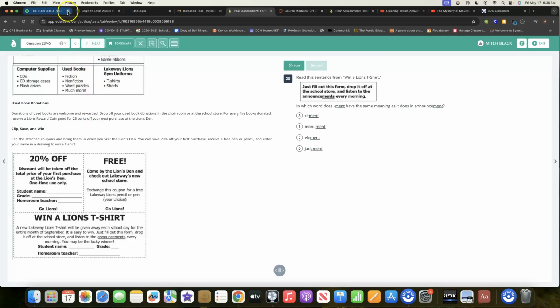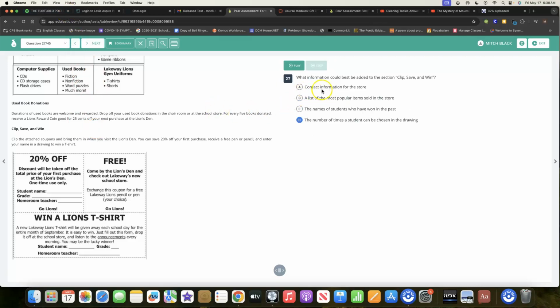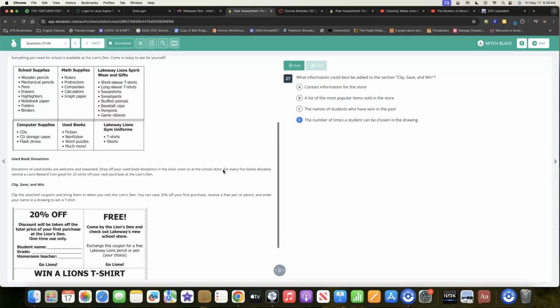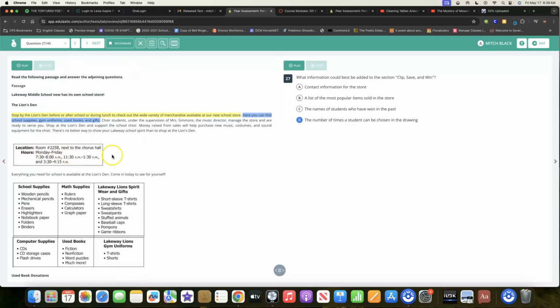The rest of this isn't really going to apply to adding to the advertisement because you don't want the contact information for the store. That's not useful here. It's useful up at the top. This is where the contact information should be.